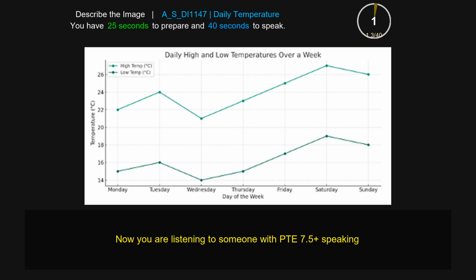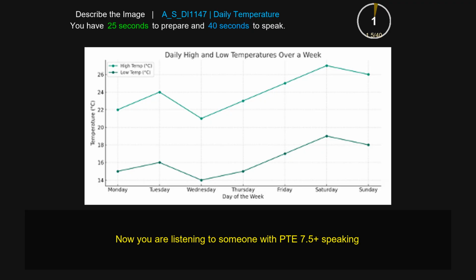The title of the line graph is Daily High and Low Temperature over a Week. On the x-axis we have days of the week: Monday, Tuesday, Wednesday, Thursday, Friday, Saturday, Sunday. On the y-axis we have temperature: 14, 16, 18, 20, 22, 24, 26. The maximum area is covered by Saturday, which is 26, and the minimum area is covered by Wednesday, which is 14.